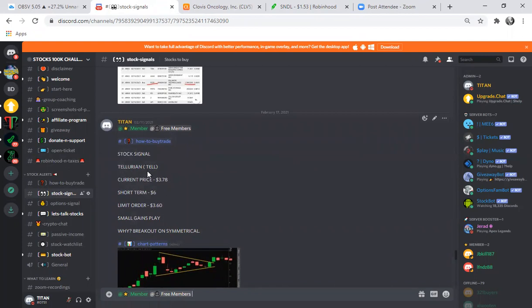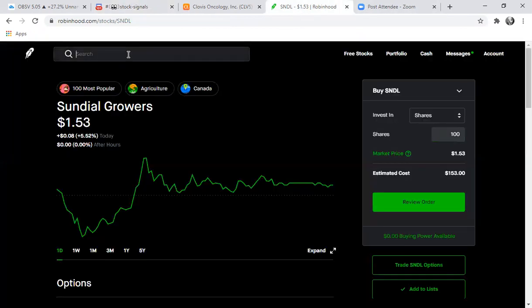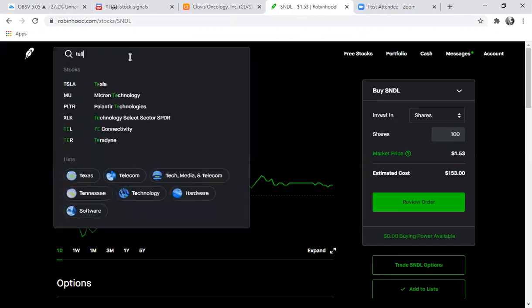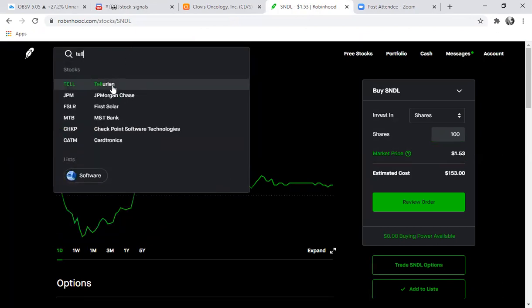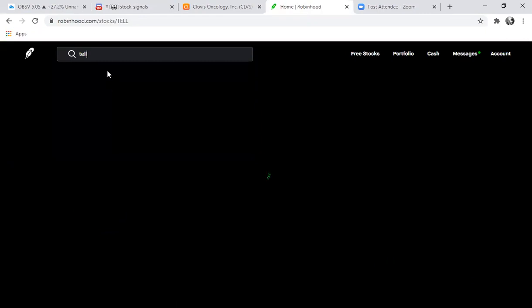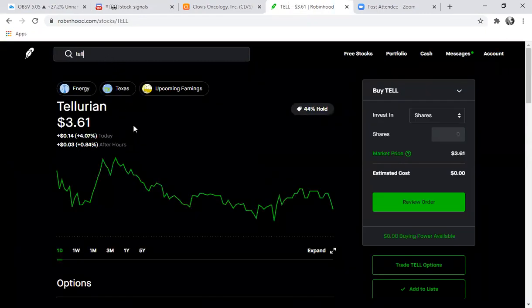The ticker symbol is TELL. That's basically just an abbreviation for the stock signal, so you can do either or. You can type the full name into Robinhood, or you could type TELL. Very simple. TELL, and there it is, Tellurian. Click on it, and there it is. So one share of Tellurian is $3.61.